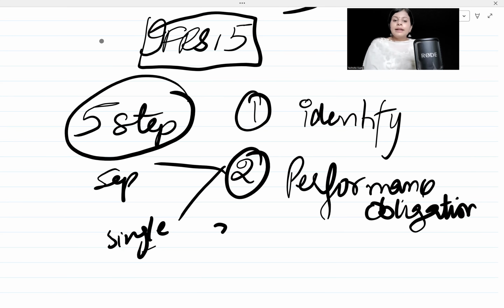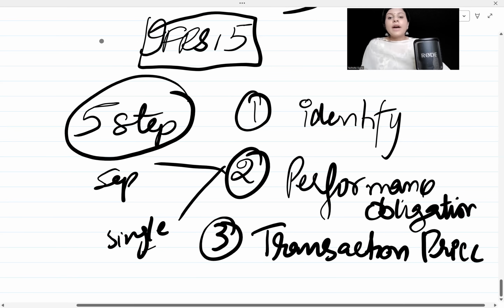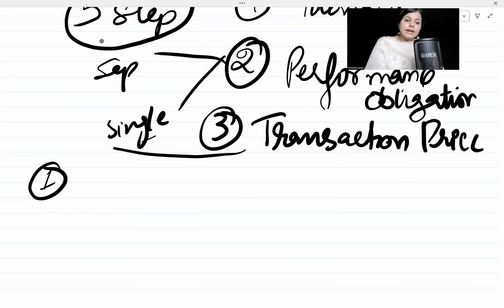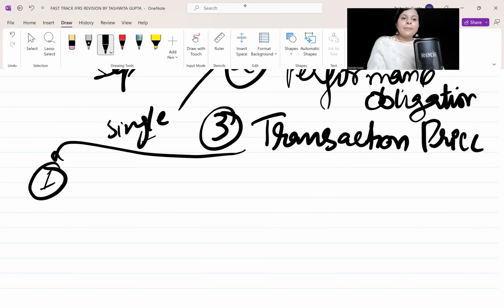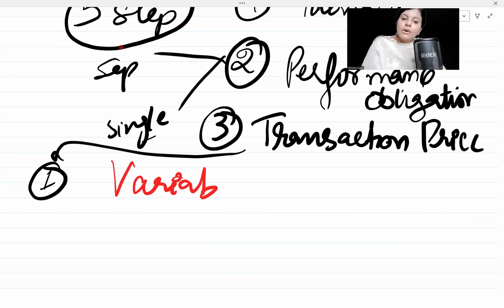Then third is determine the transaction price. Now, what is your contract price? You need to determine that transaction price. So here you're simply going to say there are various factors involved in the transaction price. Point number 1, within the transaction price, let's suppose you entered into a contract and the contract price was $200, but there was something variable involved in that consideration. So what about variable consideration in revenue?